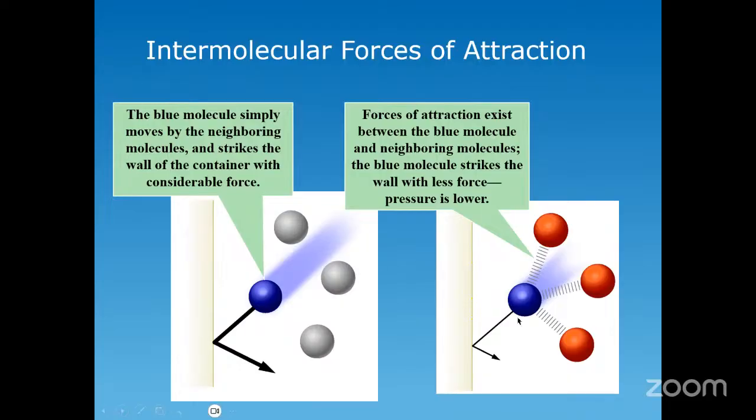In this case, however, because of the attraction between this molecule about to hit the wall and these particles here, you have some attractive forces here. As a result of that, the force that this particle will exert when it hits the wall here will be lower compared to this one, and therefore the pressure exerted would be low. All right, so that explains why, in the case of real gases, the pressure exerted will be less compared to that of ideal gases.